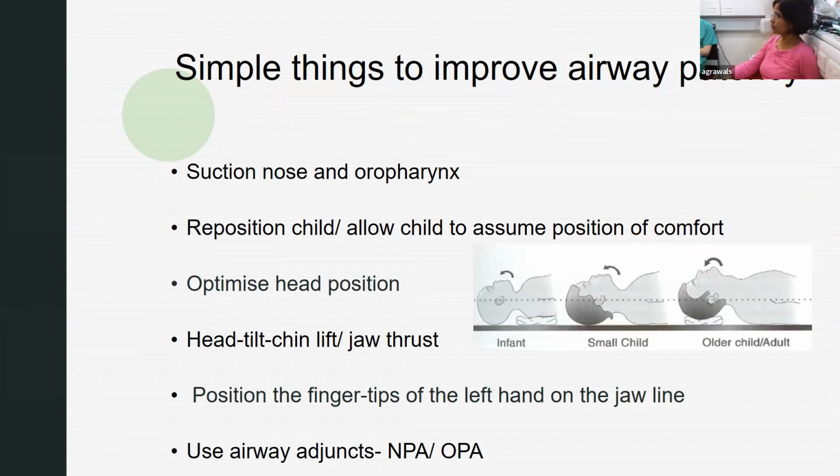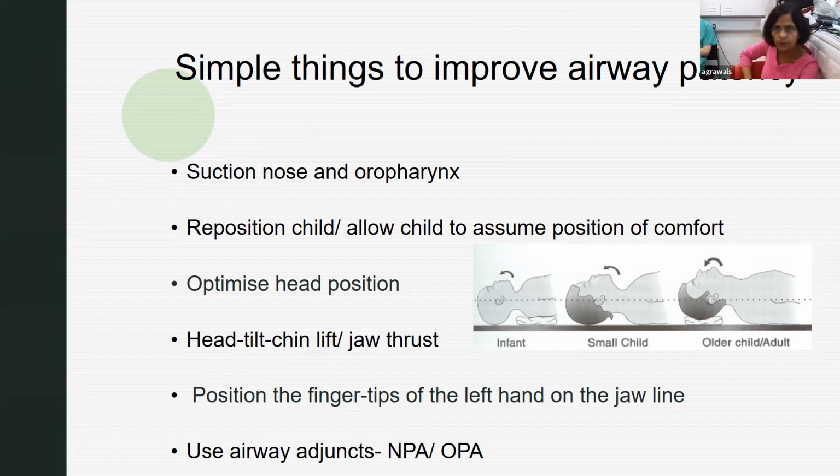Of course, suction nose and oropharynx, if that is full of secretions, because that could open the air going in and out. We, as I said, optimize the head position, and then start looking at head tilt, chin lift maneuvers, and jaw thrusts. Jaw thrusts specifically in patients where we are worried about C-spine, and we have to keep the C-spine protected because you can't tilt the head in those children, especially the head injury or the trauma patients, till we have cleared this. And then, of course, we start looking at using the airway adjuncts, both the nasopharyngeal and the oropharyngeal airways.